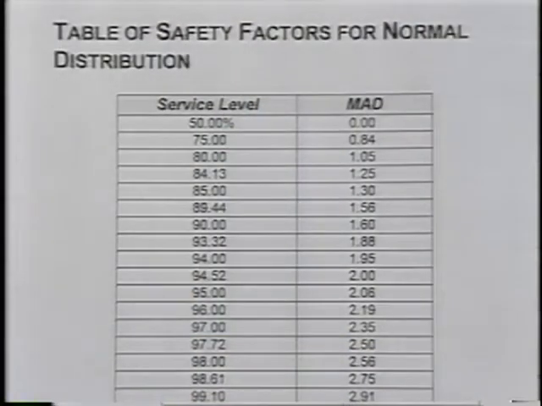And this is a standard table of safety factors for what we call normal distribution for mean absolute deviation analysis. So the right-hand column is entitled MAD. The data under that heading MAD is the safety factors for the predetermined service levels that are on the left-hand column. And I know it may seem a little confusing at first, but years ago we used to have another table called standard deviation analysis.